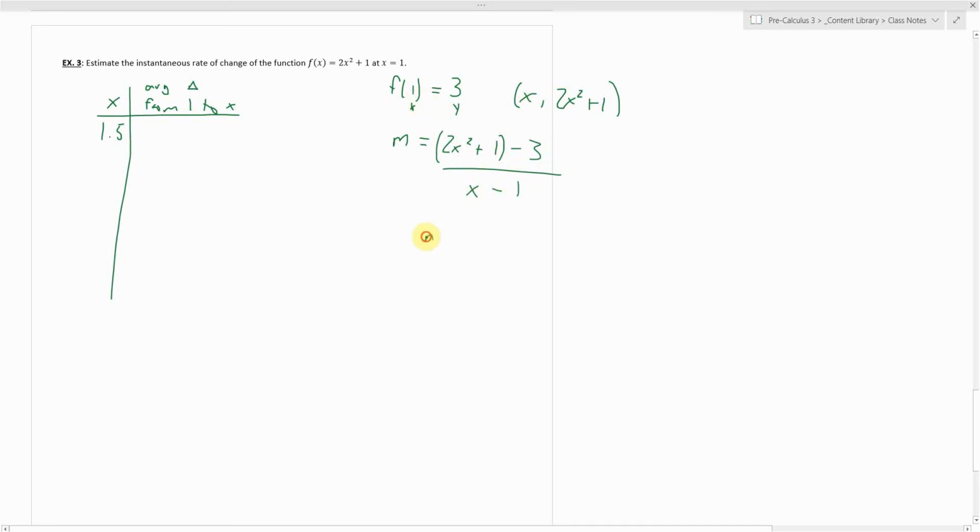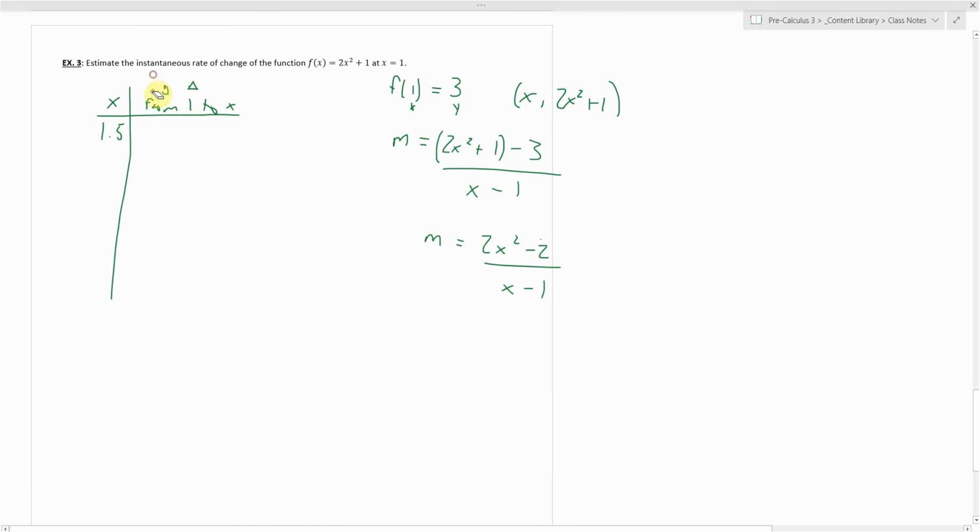So our average rate of change would always be 2x squared plus 1 minus 3, which is 2x squared minus 2, divided by x minus 1. Okay, and we're not going to worry about simplifying it or anything, but this is what's going to go into our column right here.